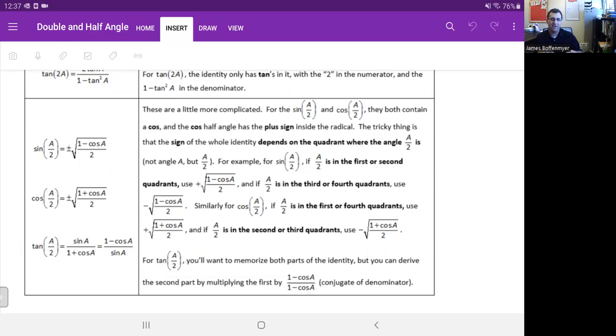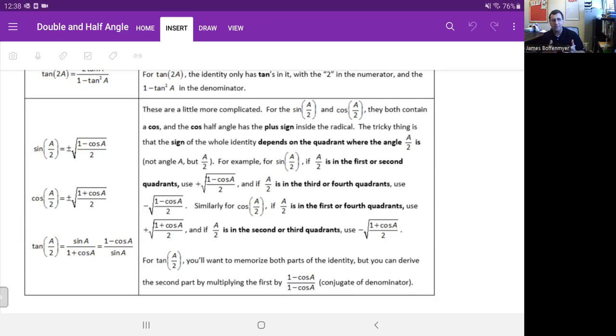The last half angle identity is the tangent formula. Your half angle for tangent is sine of your angle divided by 1 plus cosine of your angle, and that's also equal to 1 minus cosine of your angle divided by sine of your angle. So it's a lot of sines and cosines floating around. Like I said, that's where those special triangles come in, the unit circle, things along those lines. All of that comes into play, and those are tools that you definitely want to be familiar with.